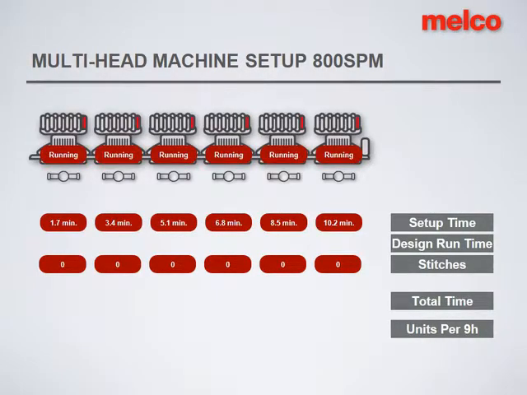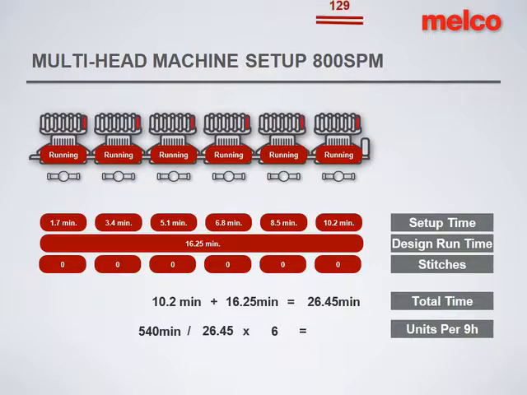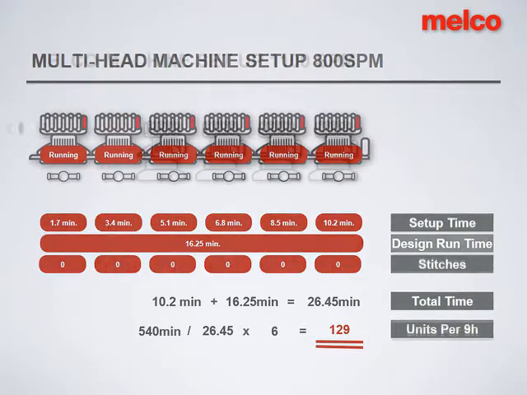Assuming everything is going smoothly at 800 stitches per minute, not including color changes and trims, my 10,000 stitch design should be finished in 16 minutes and 20 seconds. So only after 26 minutes have I finished my first 6 garments, and then the process starts again. After 9 hours or 540 minutes, I should have finished at least 129 units. Not bad for a 10,000 stitch design.